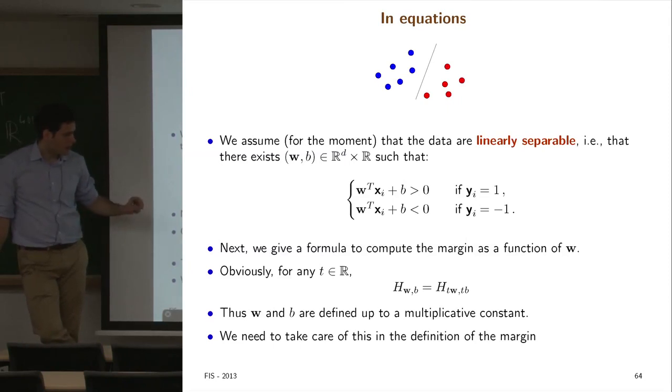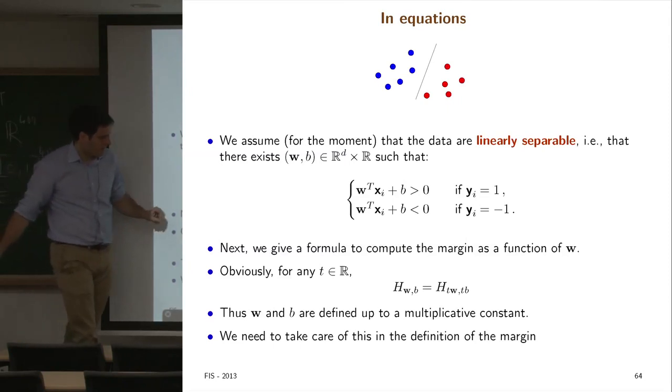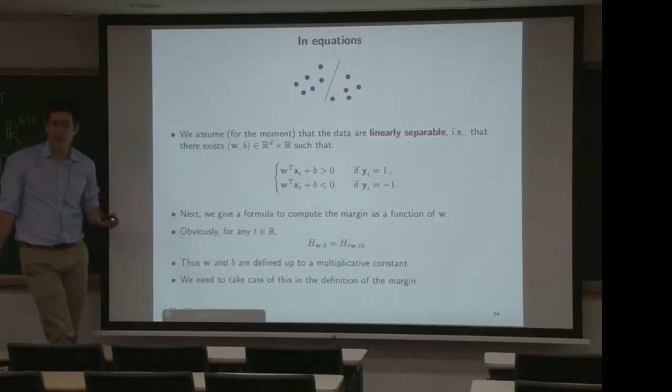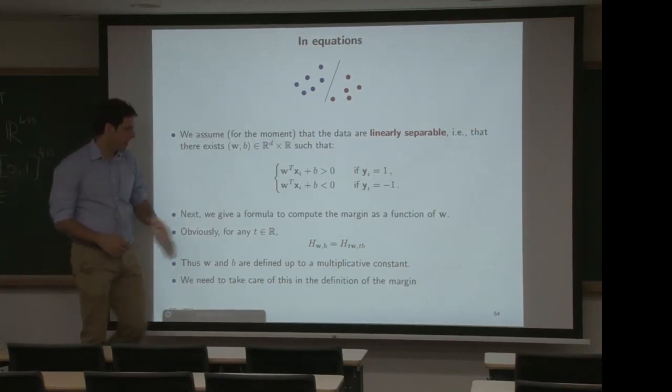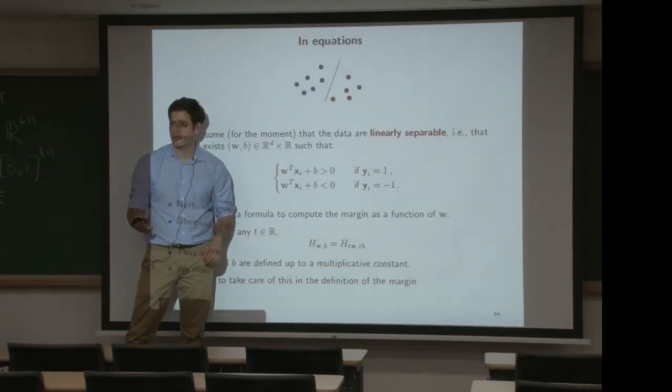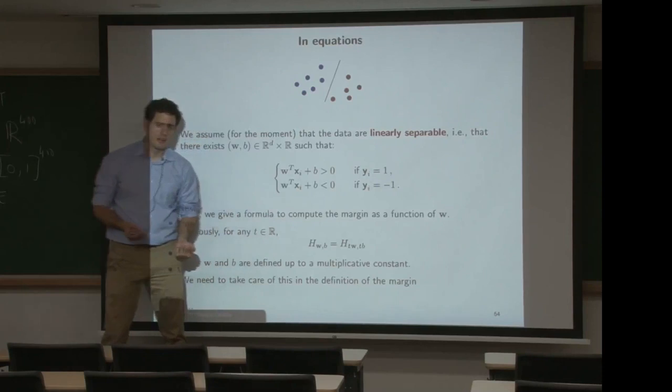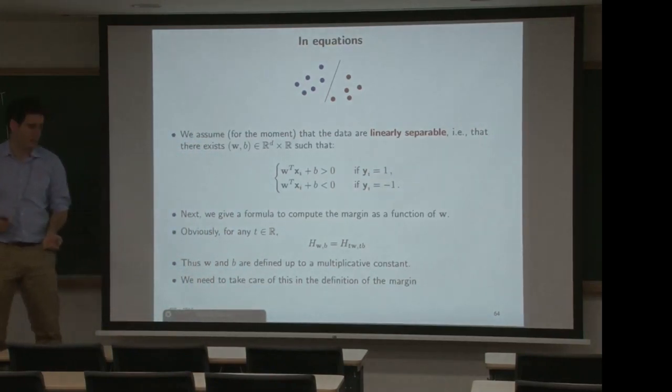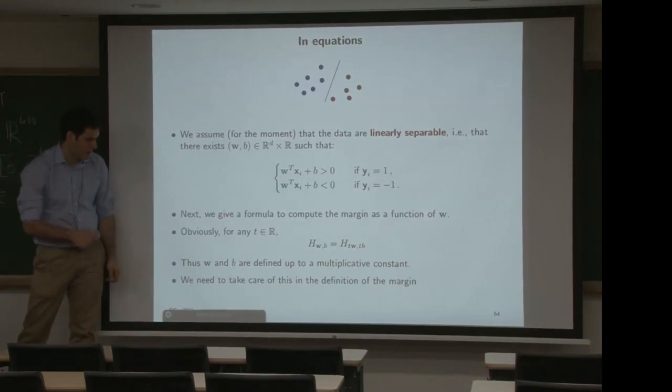But what I would like to insist is that defining just a hyperplane in itself is a bit of an ill-posed problem. Why? Because if I take w and b and I just scale them by a positive number, tw, tb, I get exactly the same hyperplane. So we're going to try to lift this multiplicative constant ambiguity here.